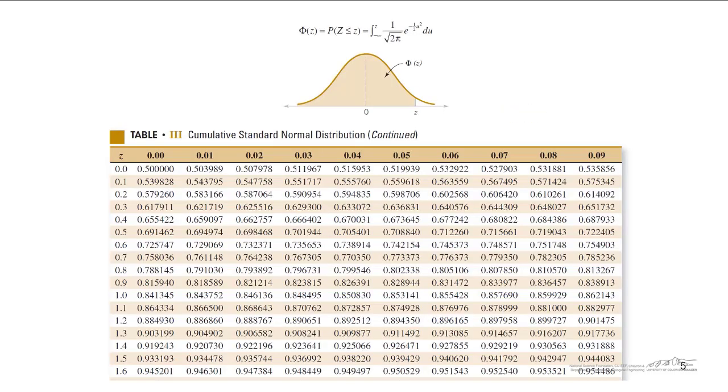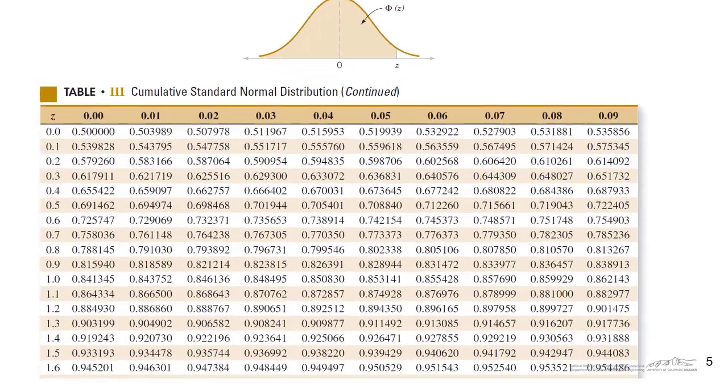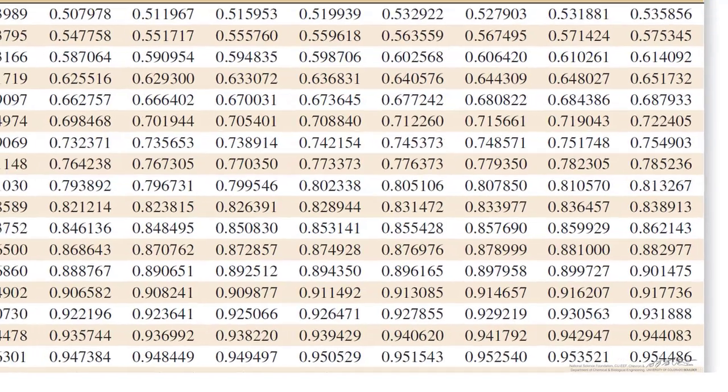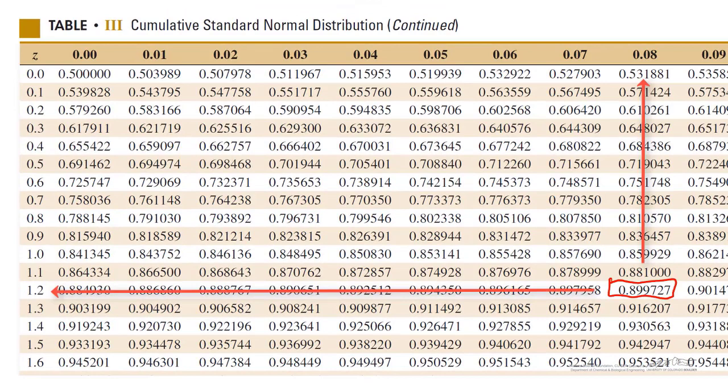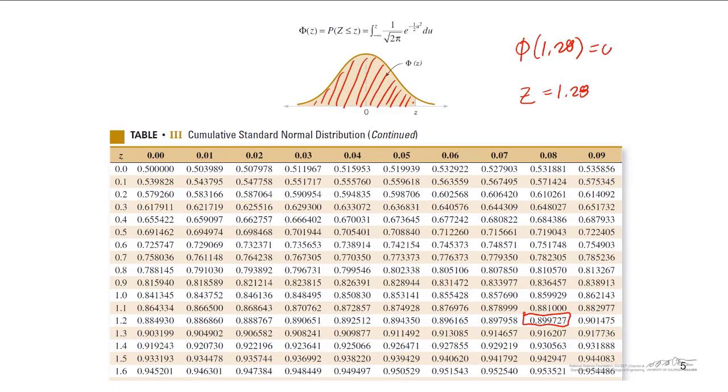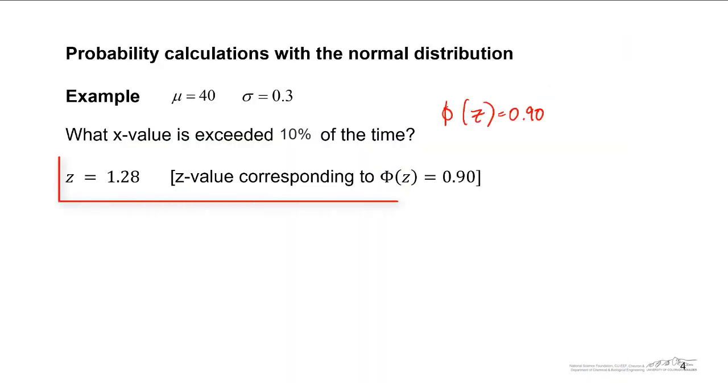We can look this up in the cumulative standard normal distribution table, table 3 in your book. We're looking for the contents of the table where we see approximately 0.9. Remember, this table is showing us the cumulative up to a value of z, and we want that to be 0.9. So we look through here, and it looks like at a z value of 1.28, the cumulative standard normal distribution is 0.9. In other words, phi of 1.28 is equal to 0.9. What we just did is take the phi inverse of 0.9 and say that it's equal to 1.28. The z value corresponding to 90% to the left is 1.28.